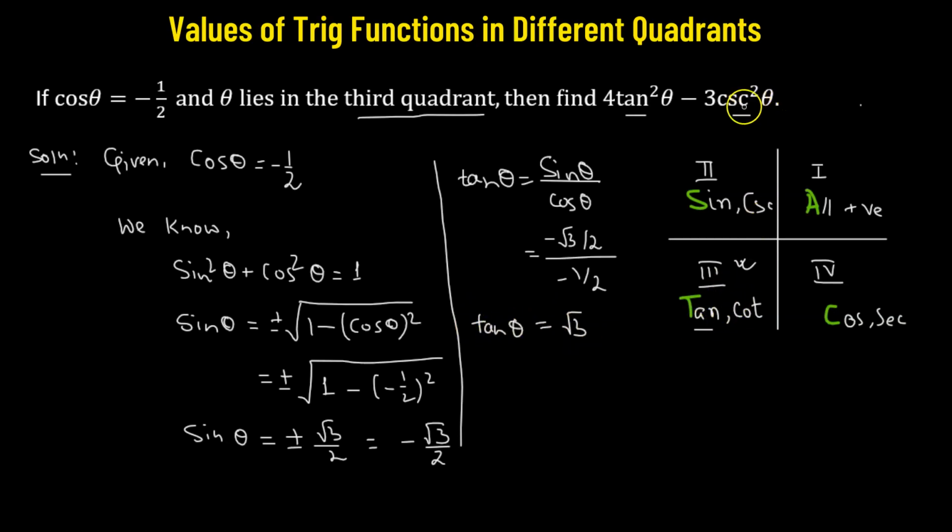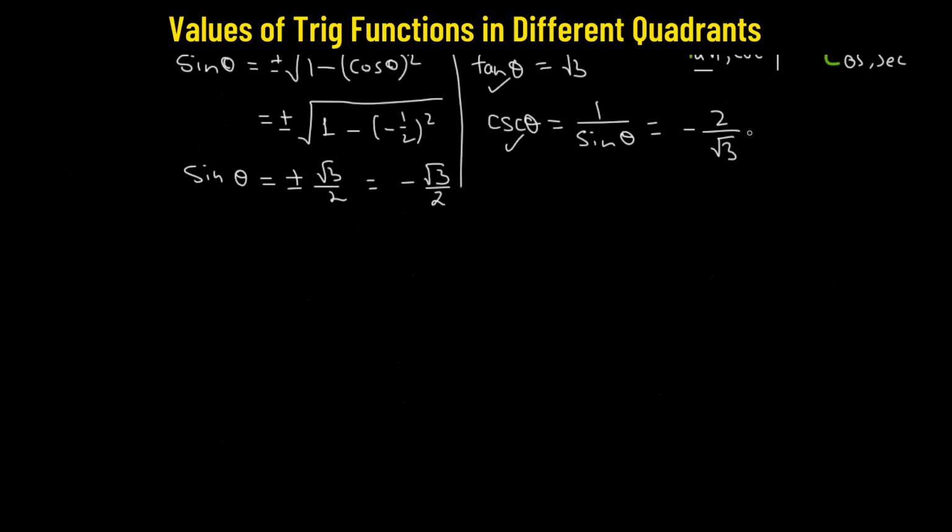Now we want to find the value of the cosecant function. That's very simple, because we have the value of sine theta. The cosecant function is the reciprocal of the sine function. Since sine theta is negative square root of 3 over 2, its reciprocal will be -2 divided by square root of 3. So we have obtained the value of tangent theta and cosecant theta, which we can substitute to obtain the value of 4 times tangent squared theta minus 3 times cosecant squared theta. So let's find it out.